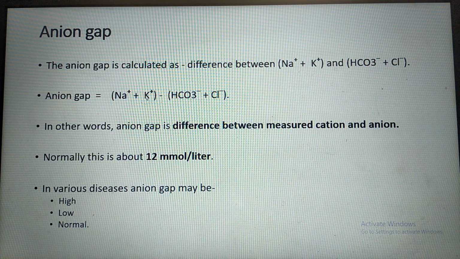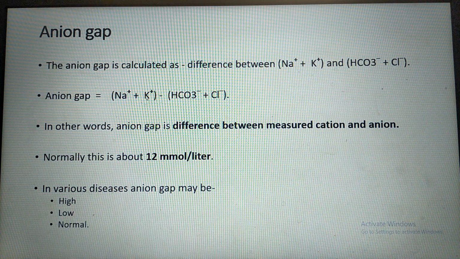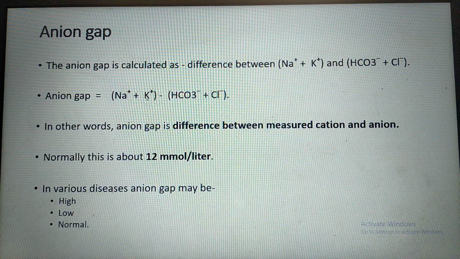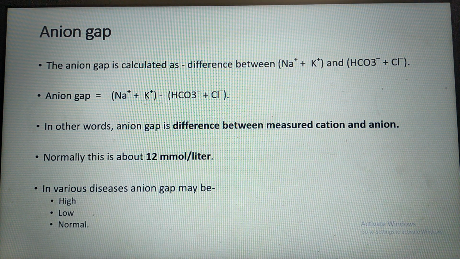Actually there is no anion gap in the body, right? Because in the first sentence I have told you the total number of cations is equal to the total number of anions, right? But as we are not measuring all the cations and all the anions, and we are measuring only 4 electrolytes, therefore in calculation we will get the anion gap. Now this is called the anion gap, but actually the anion gap does not exist in the body.